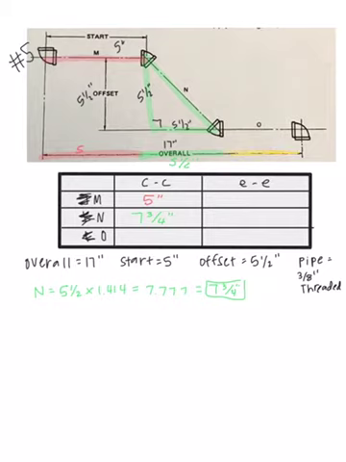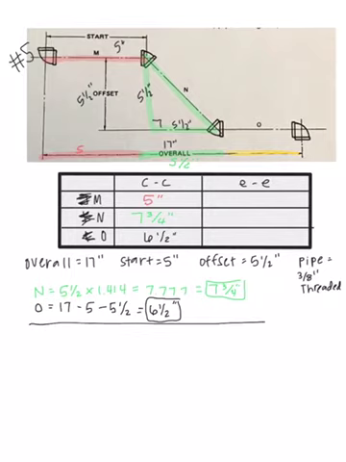So I'm going to write this down. To find pipe O, we know the overall is 17. And if we take off 5 and we take off 5.5, whatever's left will be pipe O, center to center. So 17, we're taking off technically 10.5, which leaves us with 6.5 inches. So pipe O is 6.5 inches.